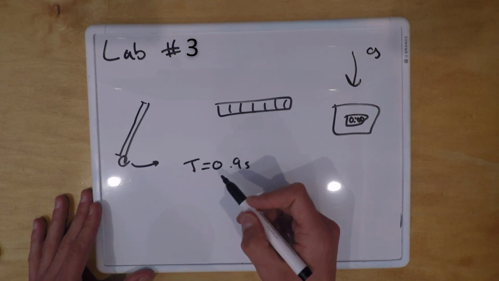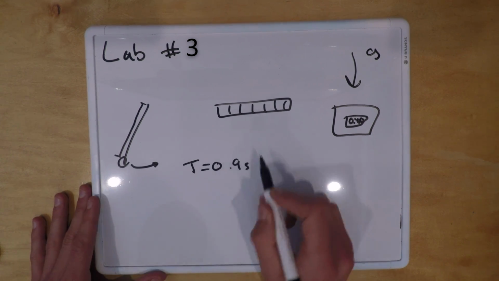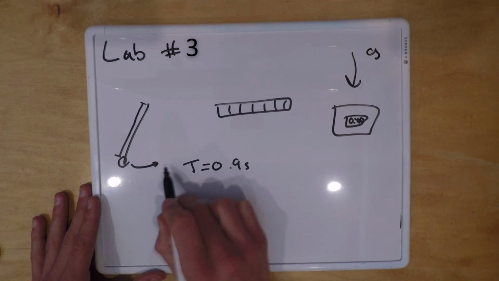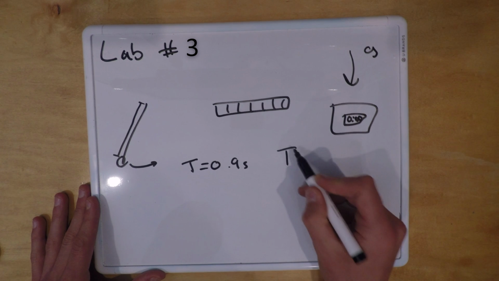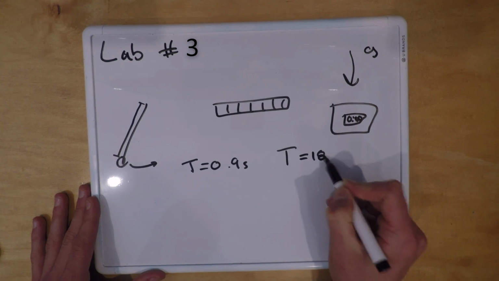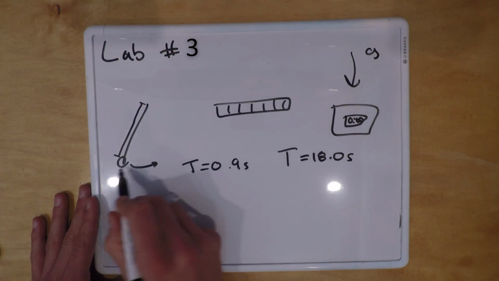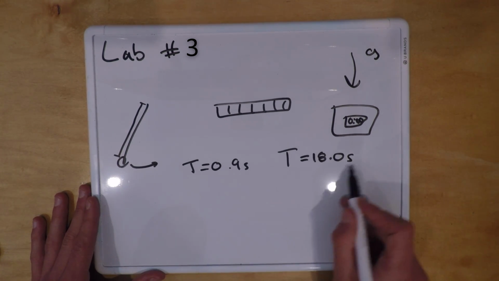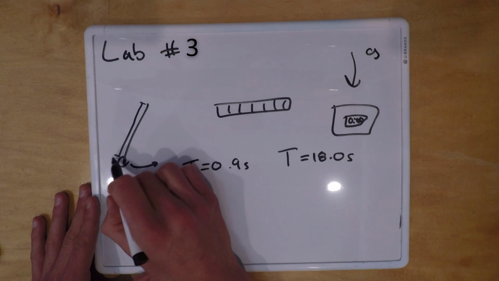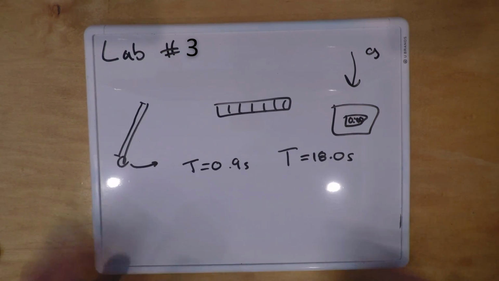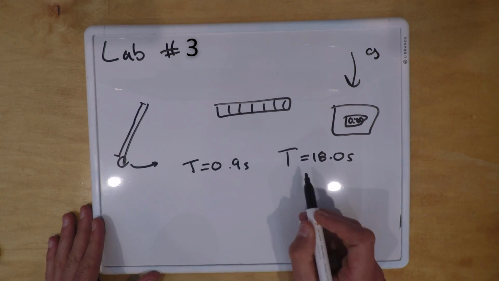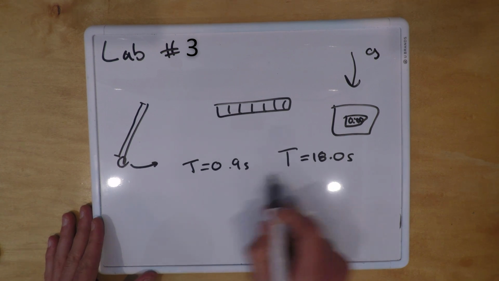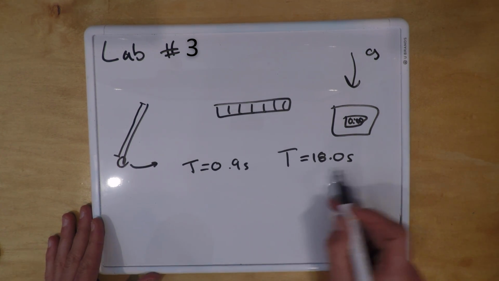But that's kind of tough to measure. So instead, we multiplied that by 20 oscillations, and we got a period of 18.0 seconds. So basically, we recorded it oscillating 20 times and wanted to get it as close to 18 seconds as possible, and adjusted the length accordingly. Adjusting the length would allow us to change the period, which would allow us to get really close to that target of 18 seconds.